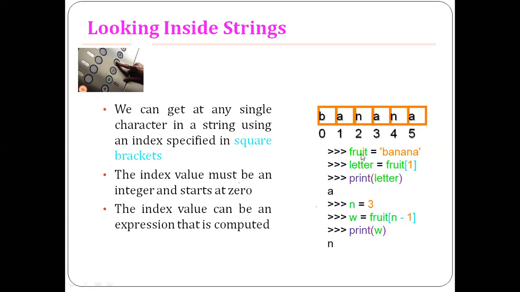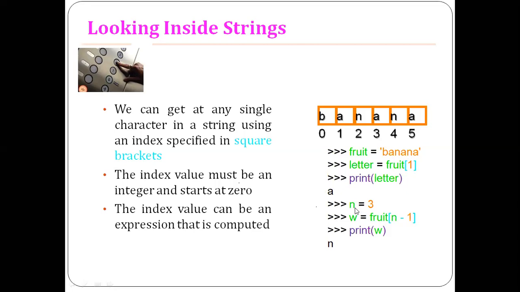So let us look at this one. fruit is equal to banana, and I want to extract the second character. What you do is letter is equal to fruit, then within the brackets the index number. What is that index number? It is 1, index of 1, that is nothing but the a, which will be printed on the terminal.